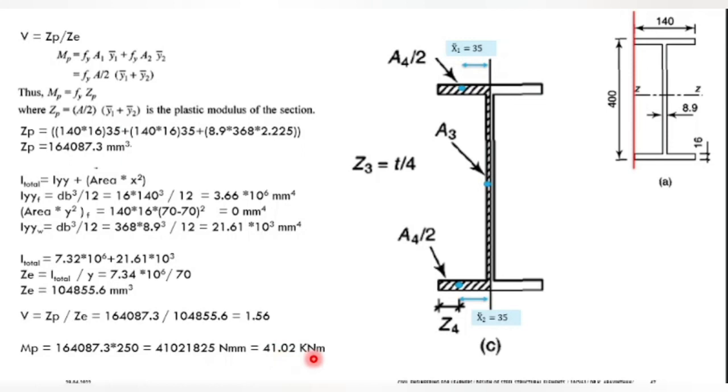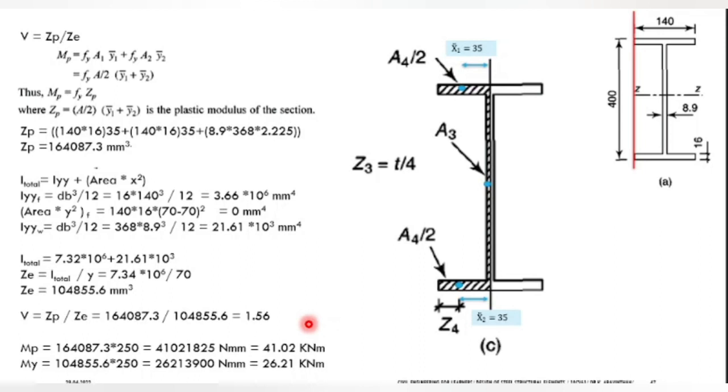And how to find My? Zy into Fy, that is 26.21. Okay. Now you can understand that when you apply 26.21 kilonewton meter moment, this beam reaches the elastic limit, and if it goes beyond 26.21 up to 41, it reaches the plastic stage. So beyond 41, this member is going to get broken after this stage.